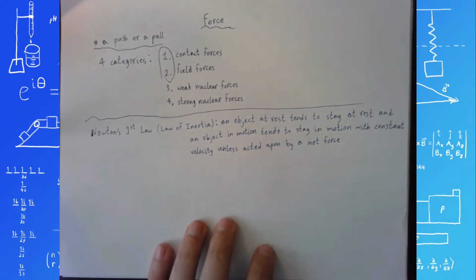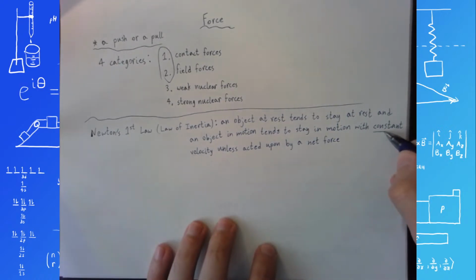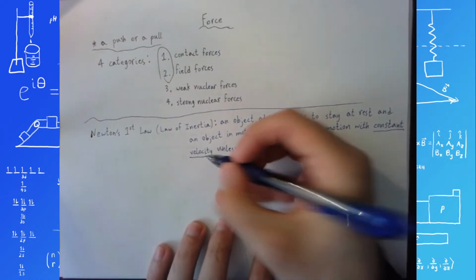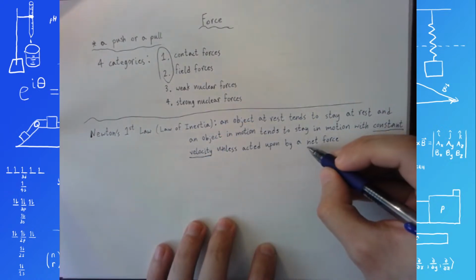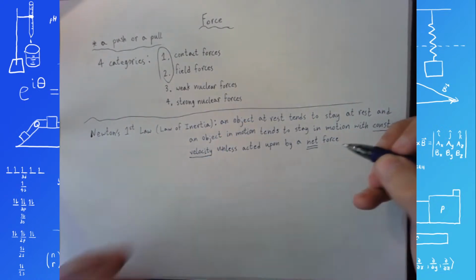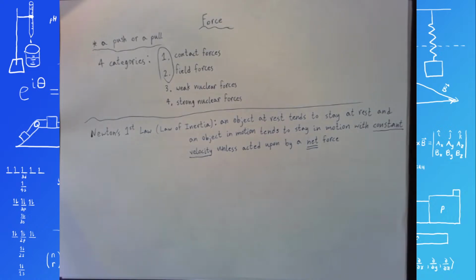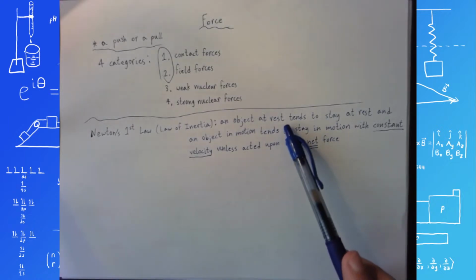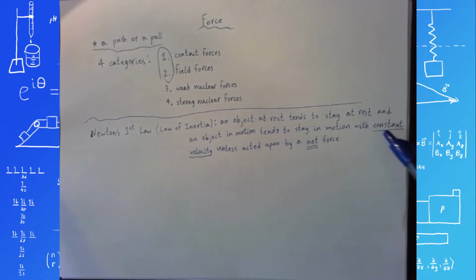So an object in motion tends to stay in motion with, I'm going to underline constant velocity. That's one of our important terms. And the other important term here is net force, not just unless acted upon by a force, but specifically, you need to act on an object with a net force in order to get the object to move if it's at rest, or to get the object to change its velocity if it's already moving. So let's talk about this a little bit more.